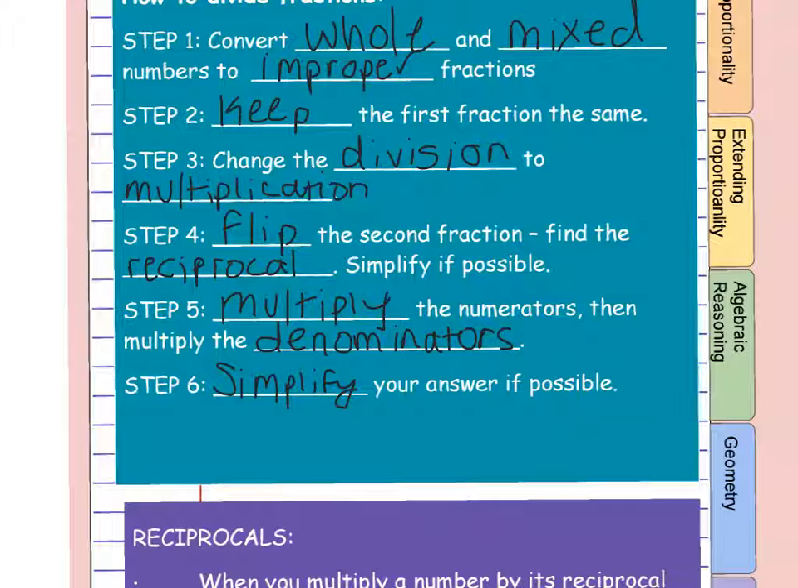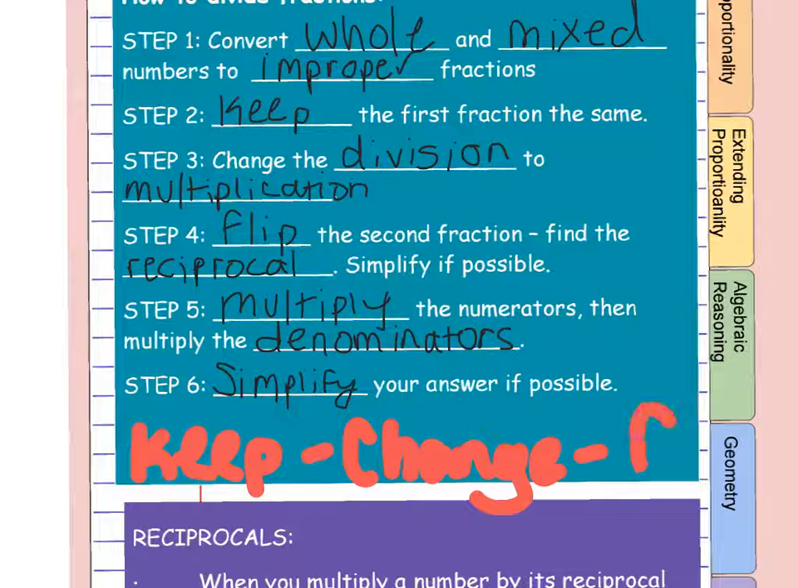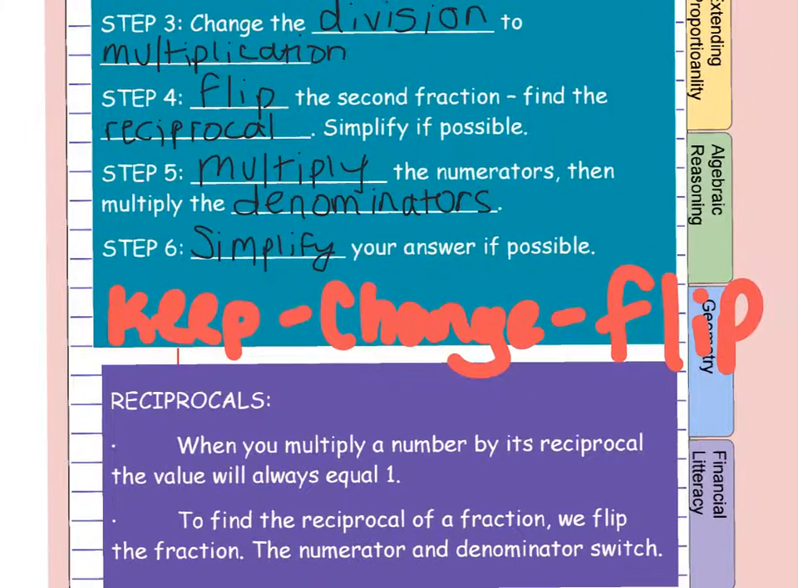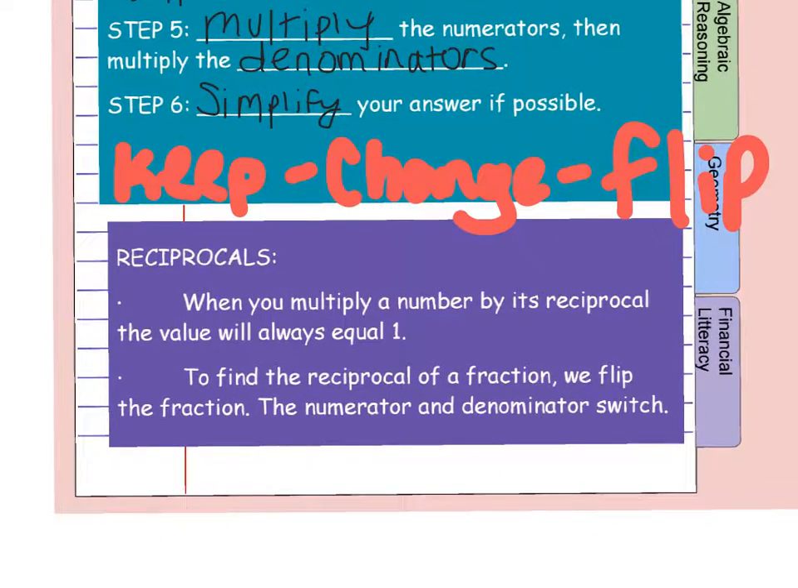Okay, so I'm going to condense all these steps into something that will be easier for you to remember. So we're going to say that we keep, because we keep the first fraction the same, then we change, because we changed division to multiplication, and then we flip, because we flip the last fraction over on its side. So we're going to keep, then change, then flip. Okay, that's an easier way for us to remember how to do it.